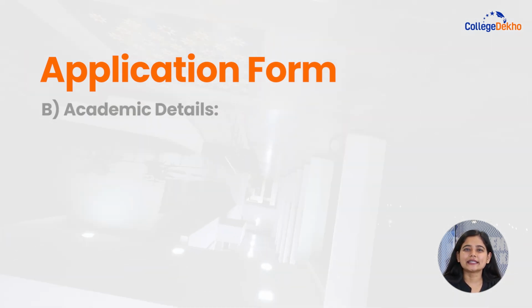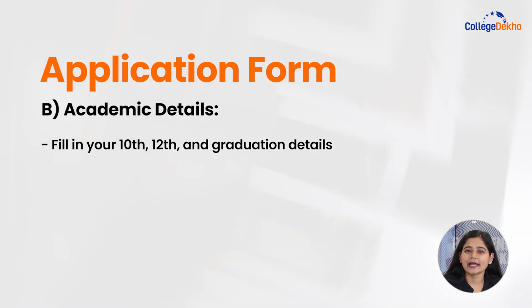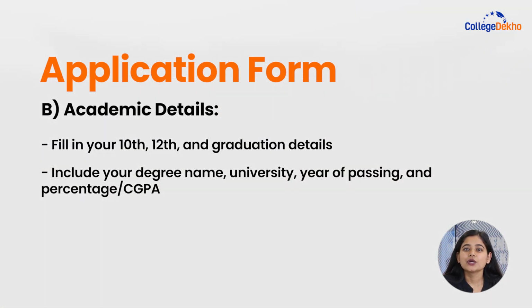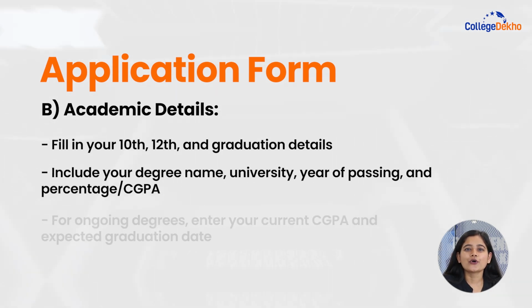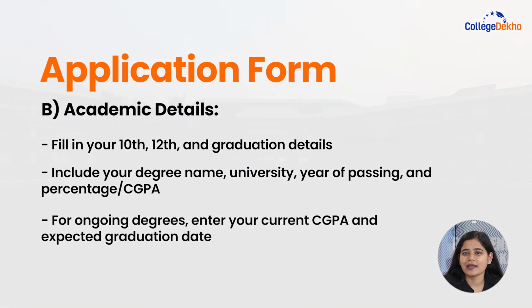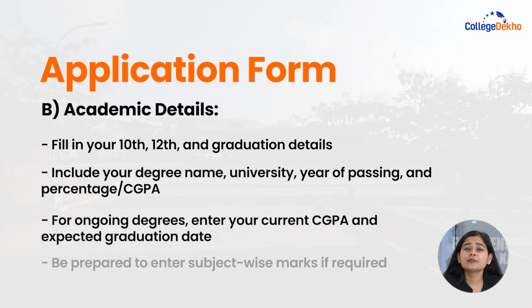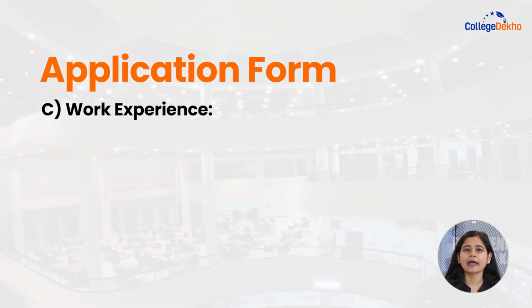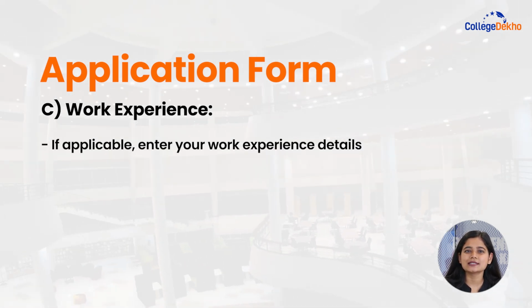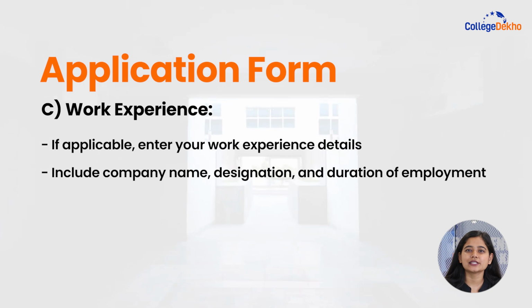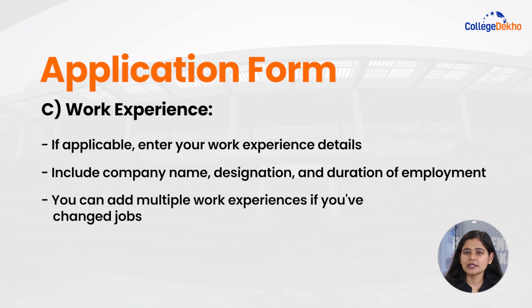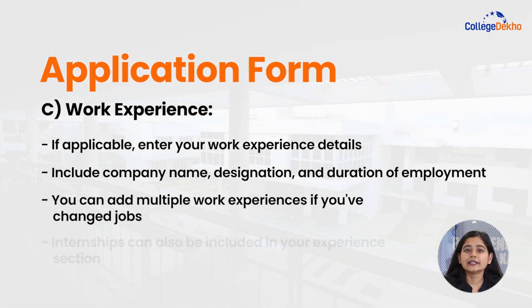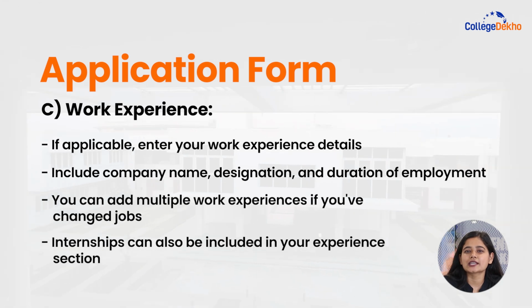Second, academic details. Fill in your 10th, 12th, and graduation details. Include your degree name, university, year of passing, and percentage or CGPA. For ongoing degrees, enter your current CGPA and expected graduation date. Be prepared to enter subject-wise marks if required. Third, work experience. If applicable, enter your work experience details. Include company name, designation, and duration of employment. You can add multiple work experiences if you have changed jobs. Internships can also be included in your work experience section.